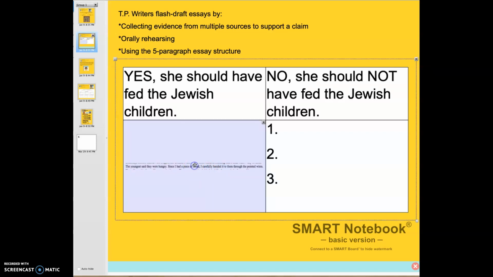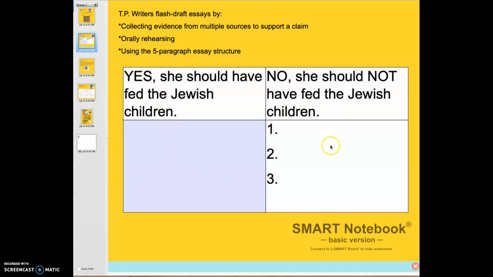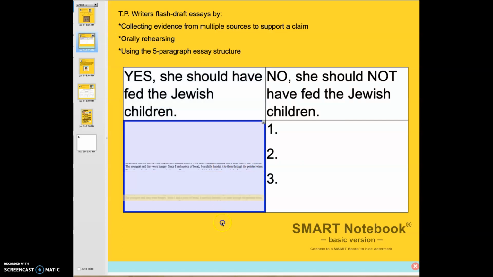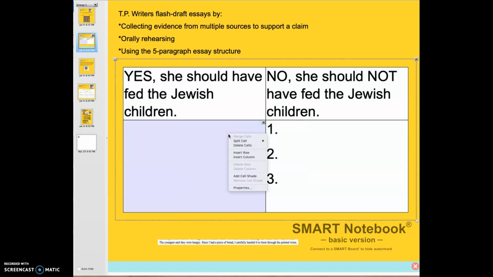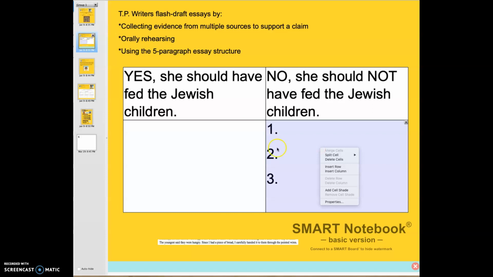We can also assume that maybe both pieces of evidence could be used to support the fact that she should not have fed the Jewish children. Why? Because it cost her life. The first piece of evidence supported that thinking, because we know that a shot went off, we can assume she died. So that piece of evidence would have clearly supported the fact that she shouldn't have fed the Jewish children because she was risking her life.